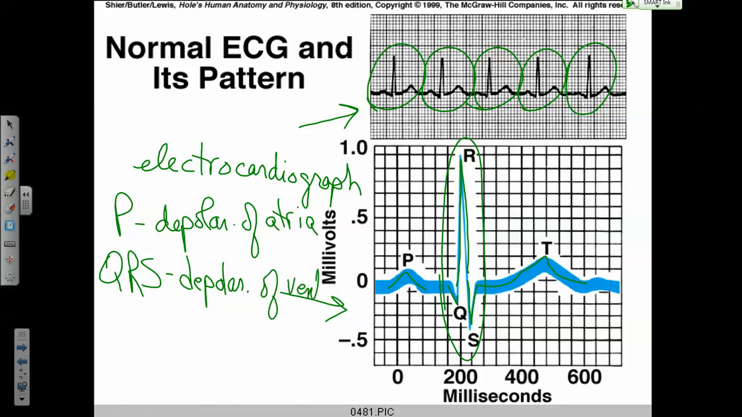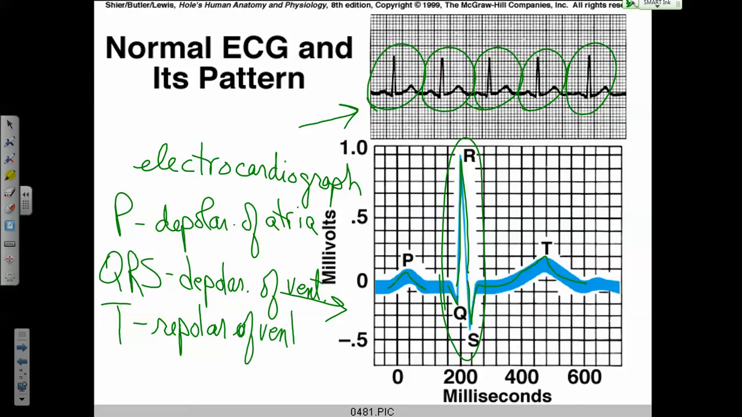And look at the deflection. It's much bigger than the P wave, isn't it? The QRS is much bigger than the P. Aren't the ventricles a lot stronger than the atria? So it's an indication that the ventricular contraction is much stronger. And then the T wave represents the electrical changes during repolarization in the ventricles.